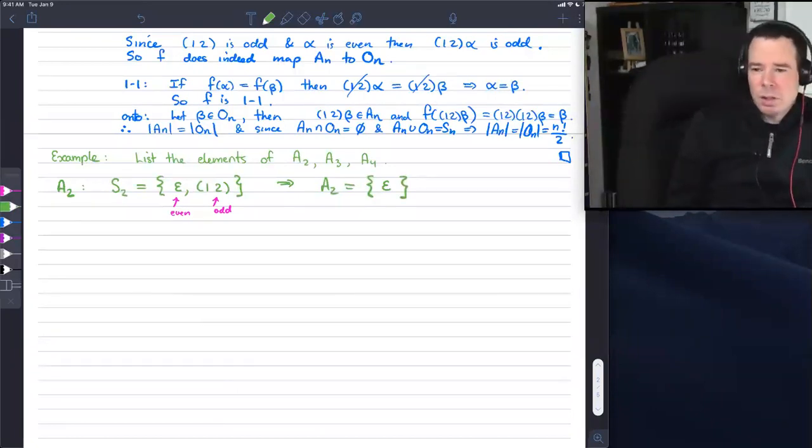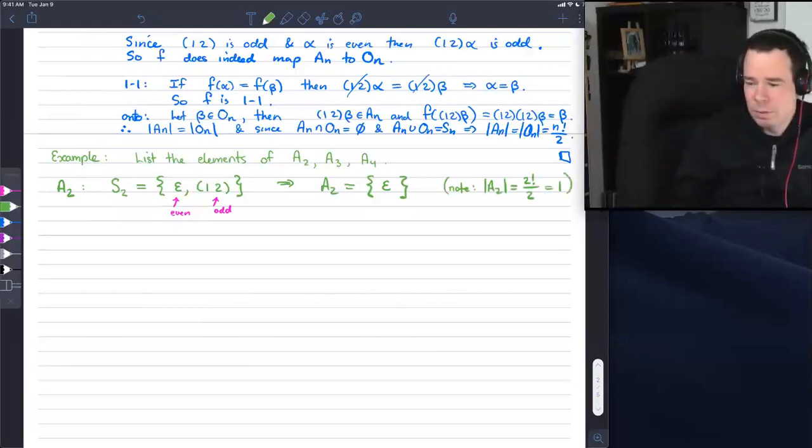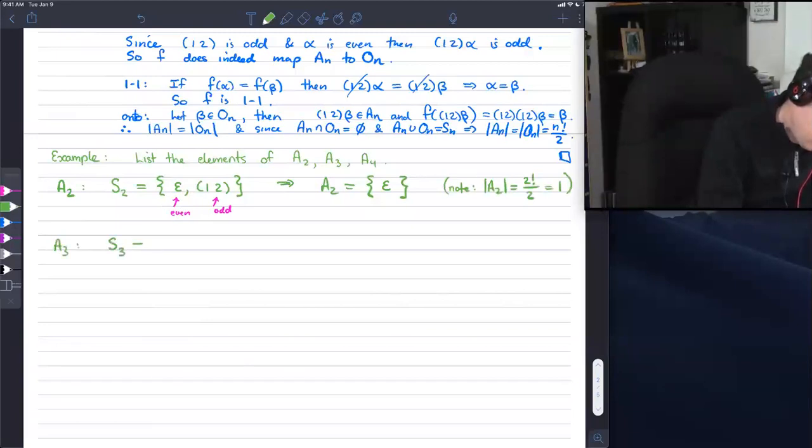And that matches our results from above because, maybe I'll write it down here, the size of A2 by our theorem above should be 2 factorial over 2, which is just 2 over 2 or 1. So that agrees with our result from the theorem that says, yeah, A2 should have exactly 1 element, and yes, it does. It's the identity. So what about A3? Well, again, I could write down what S3 is.